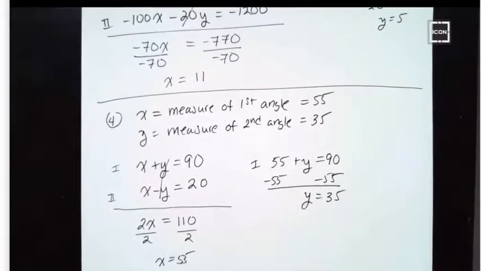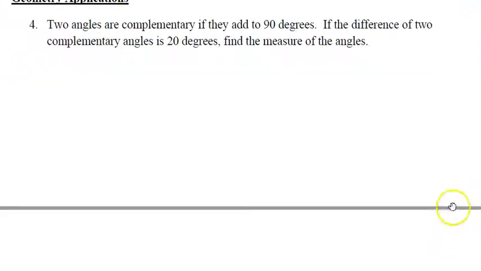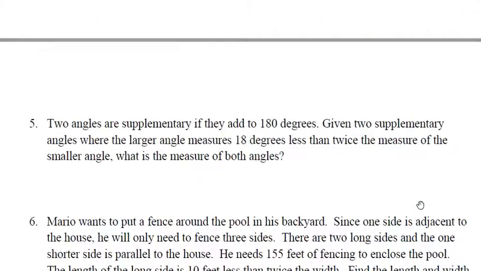The next example uses supplementary angles. Supplementary angles add up to 180 degrees. 180 degrees is also known as a straight line. So sometimes these angles are called a linear pair. Given two supplementary angles where the larger angle measures 18 degrees less than twice the measure of the smaller angle, what is the measure of both angles?